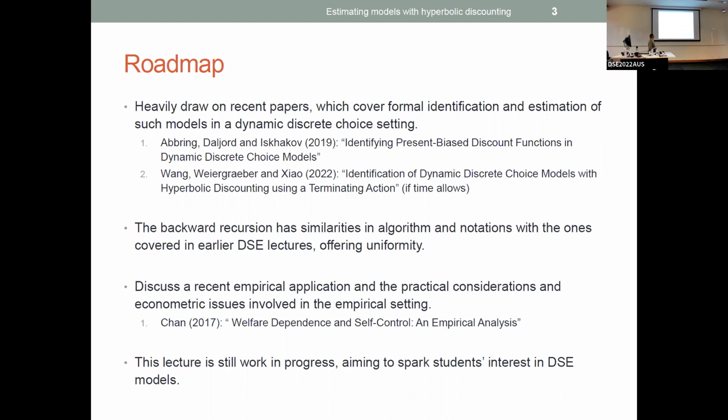With these sorts of models involving a terminating action, the backward recursion in these papers have similarities in algorithm and also in terms of notation. So they fit together in one lecture in a pretty convenient manner. And after I talk about the identification approaches, I'll discuss a pretty recent empirical application and in relation to the practical considerations and also the econometric issues involved in the empirical setting. So that's the approach that's taken today.